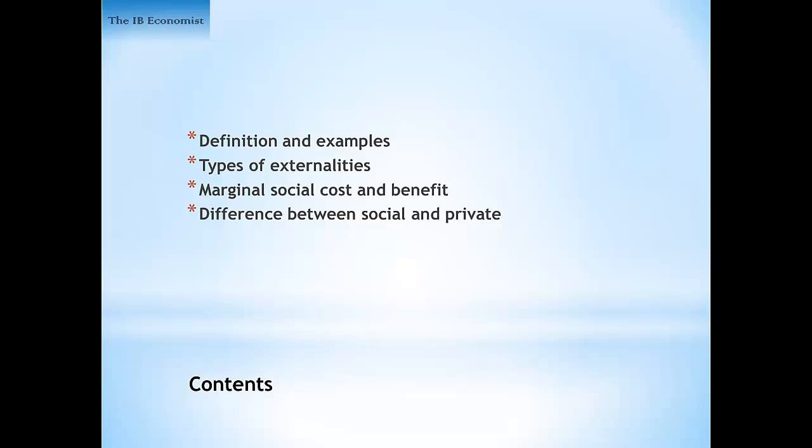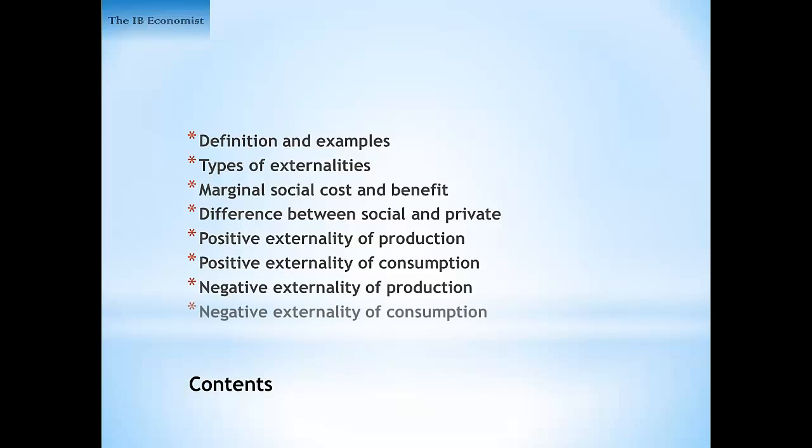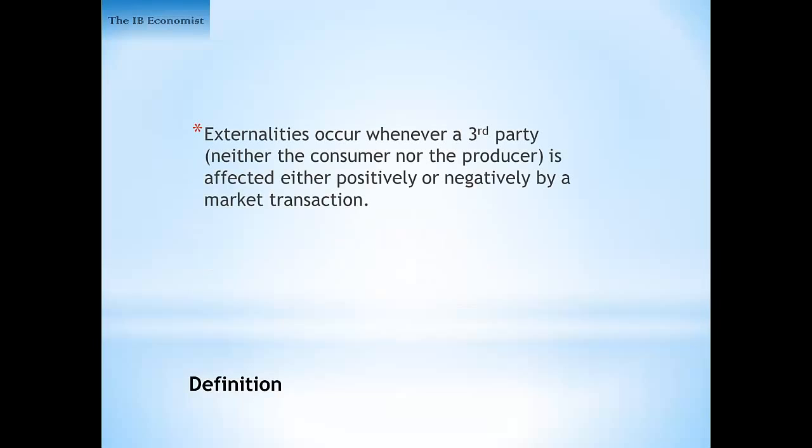Then we are going to define the difference between the social and the private. Then we are going to look at the four types of externality: the positive externality of production, the positive externality of consumption, the negative externality of production, and the negative externality of consumption. Finally, we're going to look at practical solutions to each of the four types of externalities. Okay, let's start with the definition.